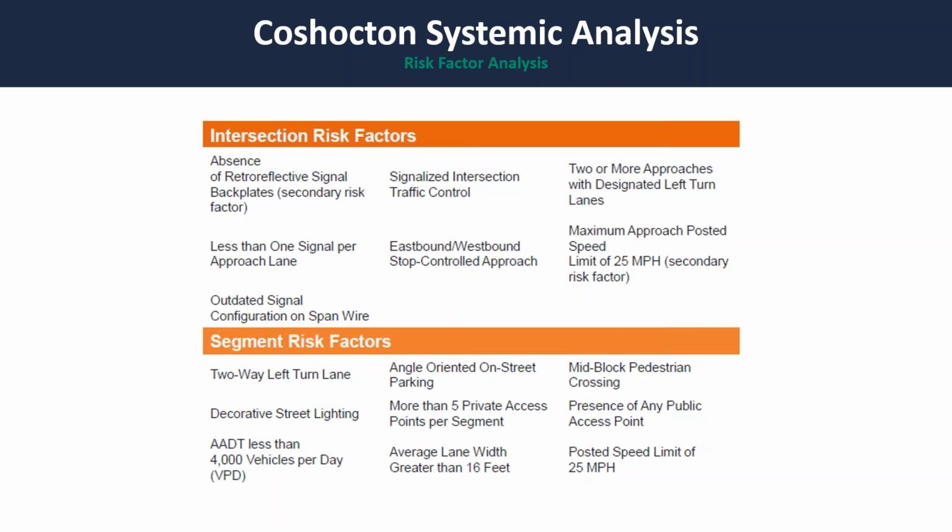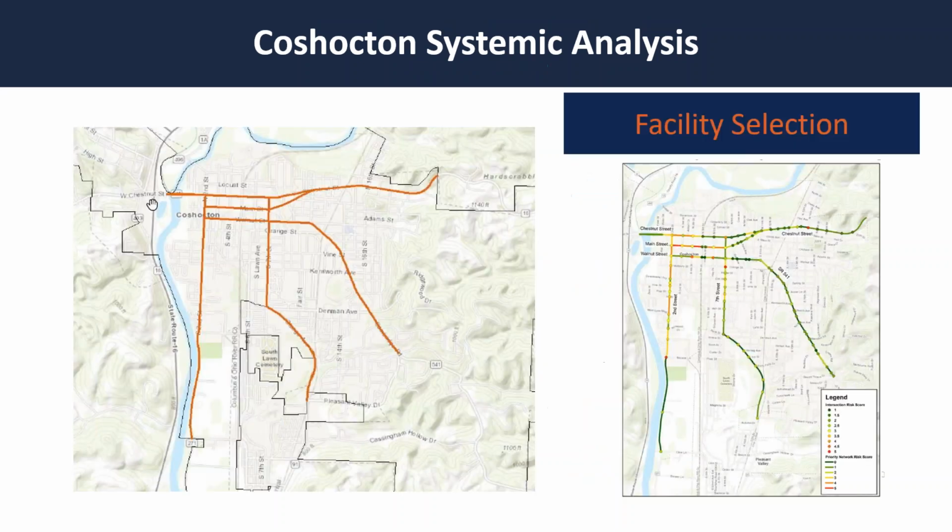So that was one of the very simple countermeasures recommended that the city can actually pursue on their own whenever they have their next pavement marking maintenance job. They can just change their parking spaces from forward angle to backward angle parking. Some mid-block pedestrian crossings and the others listed were also risk factors in the city.